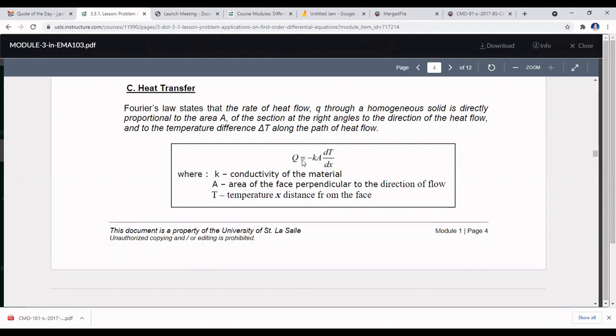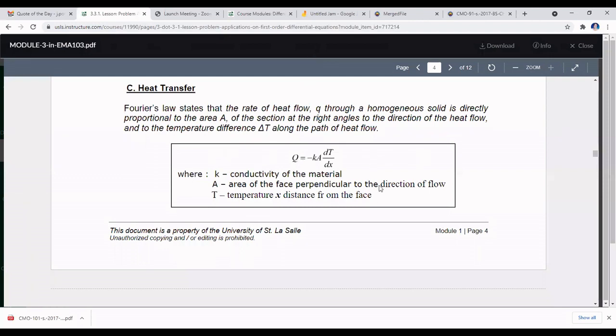The reason why you have the negative sign in here, just in case for those who are wondering, would you know why we have the negative sign in here? Anyone who would know the reason behind why this is negative? Kadt dx. Because the flow of heat, the temperature, is from high to low. Okay, thank you for that answer.